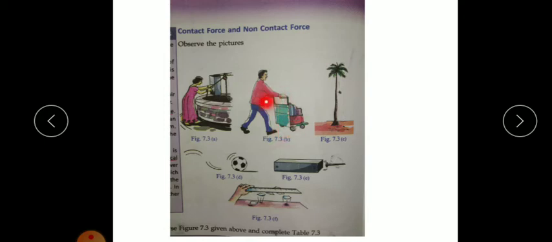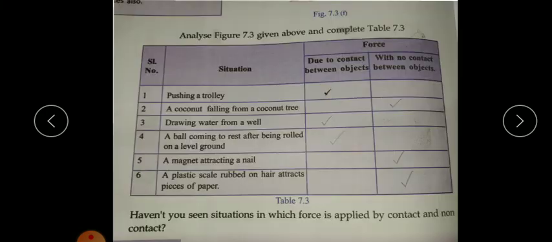Yes, we know that it is a contact force, because here the person is applying a force on this trolley by touching it. So it is a contact force. So mark a tick here, due to contact between objects.